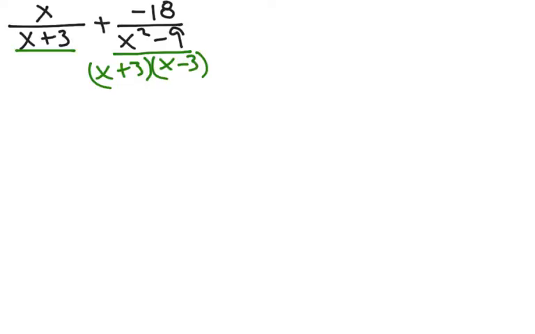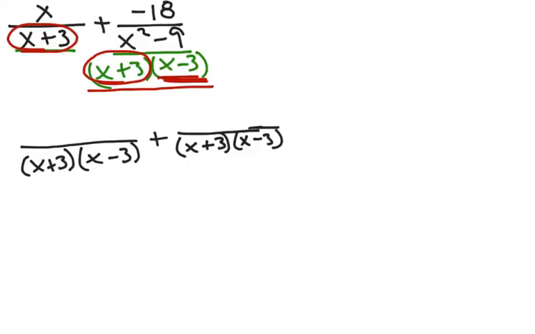Step 2 is to determine what the common denominator is going to be. Well, as I look here, I have an x plus 3 in this denominator, and I have an x plus 3 in this denominator, but this denominator has an x minus 3 also. So it looks like my common denominator is going to be x plus 3, x minus 3.